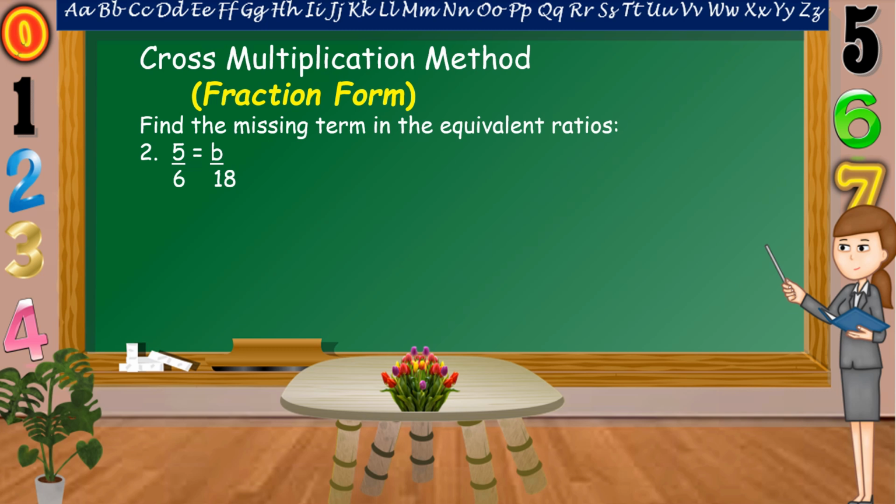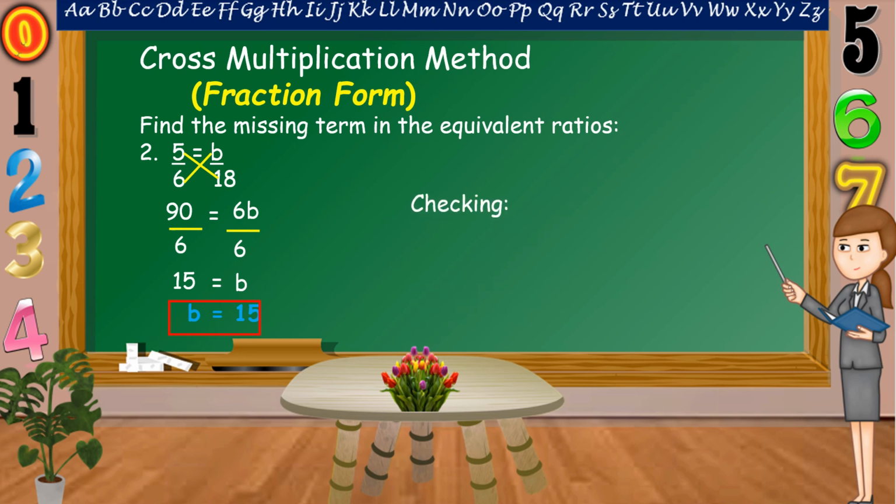The missing term is b. By the way, we can use any letter in our English alphabet as a variable for our missing term. So in our second example, we use b as our missing term. So let's cross multiply. 5 times 18 is equal to 90, and 6 times b is equal to 6b. Then we eliminate 6 by dividing both sides of the equation by 6. So 90 divided by 6 is equal to 15, and 6b divided by 6 is equal to b. Therefore, the value of b is equal to 15.